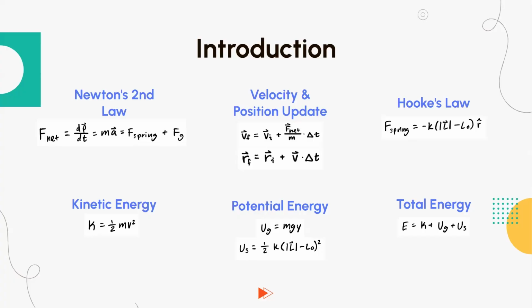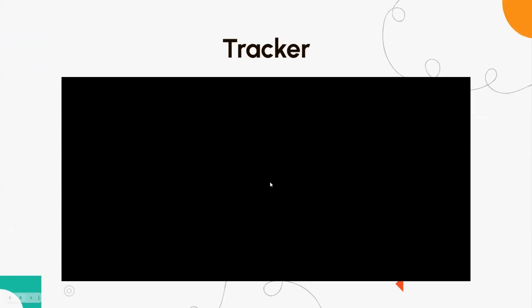The main results of this lab show that the simulation captures the essential dynamics and energy behavior of the system, but the lack of Z position data and energy loss in the model cause discrepancies between the model and the observations. Here's a tracker analysis video.